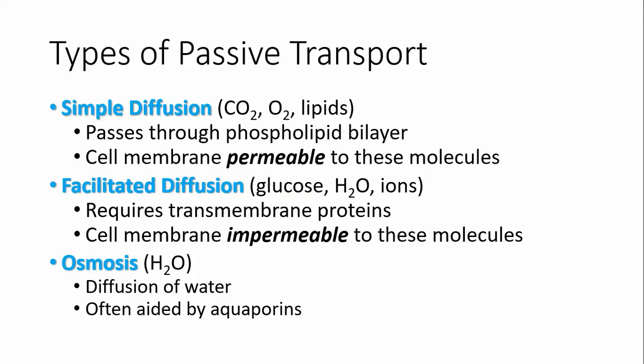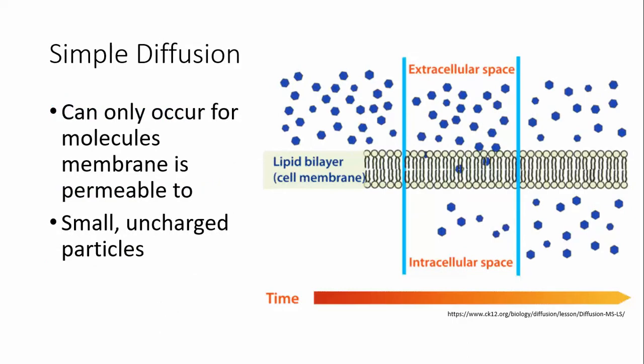So, once again, the three different types of passive transport. Simple diffusion happens with uncharged or small molecules. If it's small and it's uncharged, it can cross through simple diffusion. If it is large or charged, you will need facilitated diffusion, or you may even need a form of active transport. Things like glucose, water, ions require some sort of transmembrane protein that goes across the membrane. And then osmosis is the very special case of diffusion of water, and it's aided by aquaporins, which I will mention again later. So let's look at simple diffusion.